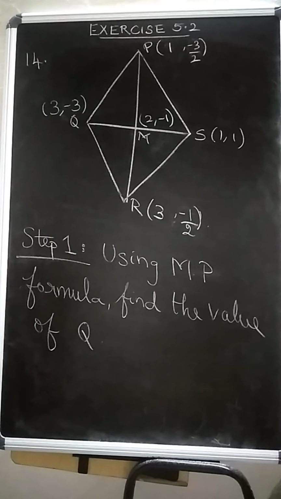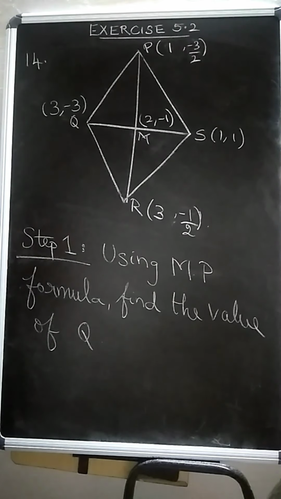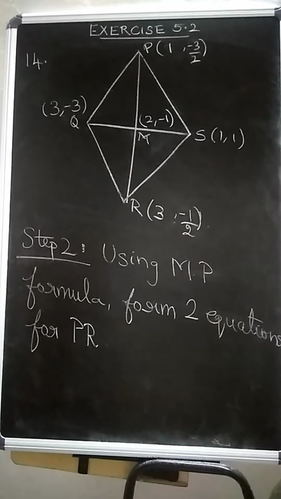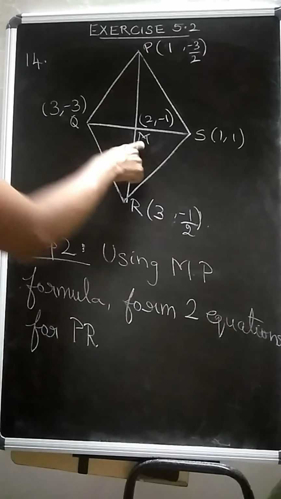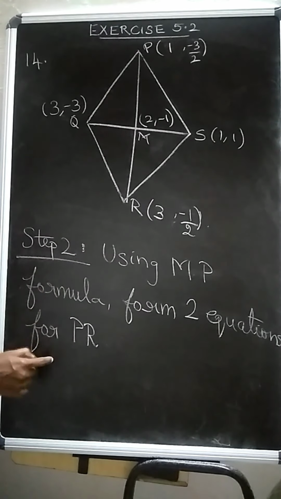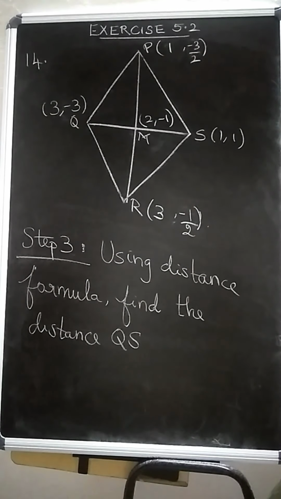Now what is your step 1? Using the midpoint formula, using S value, find the value of Q. Yes, using S and M value, you will find the value of Q. Step 2. Using midpoint formula, using 2, minus 1, we are going to form two equations for PR. And you are going to name it as equation number 3 and 4. Next, step 3 is, using distance formula, you are going to find the distance between QS. That is, you will get root 20.